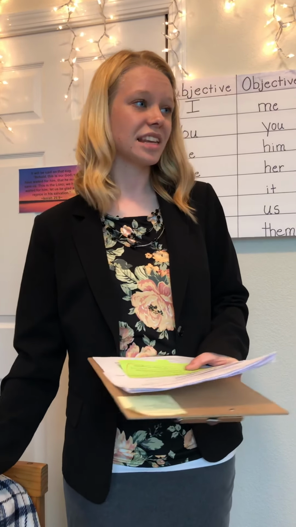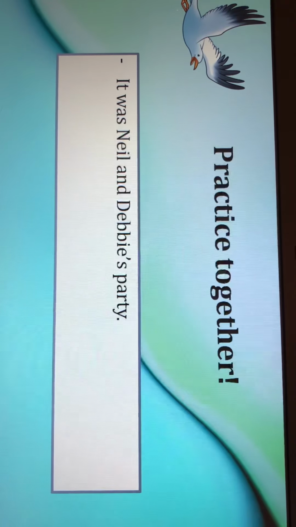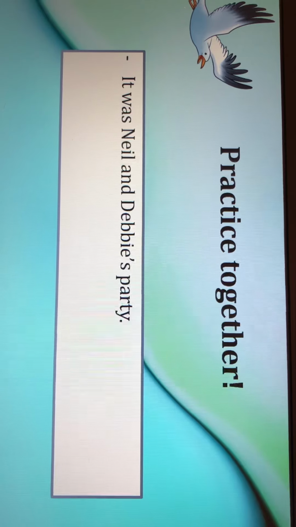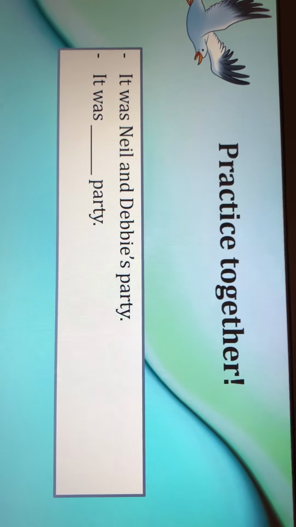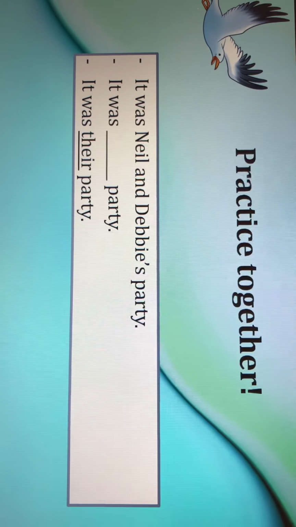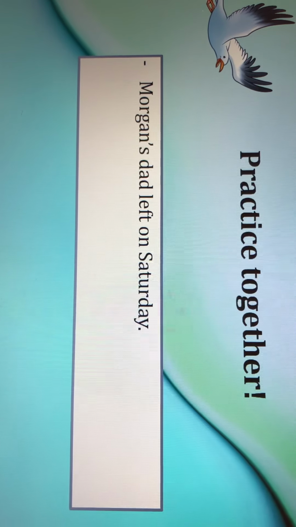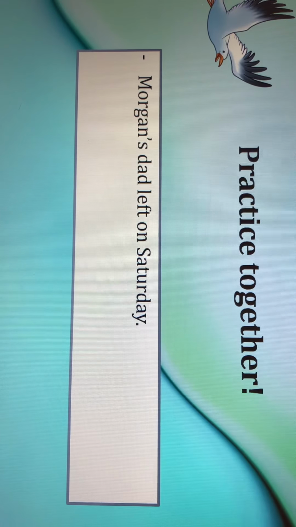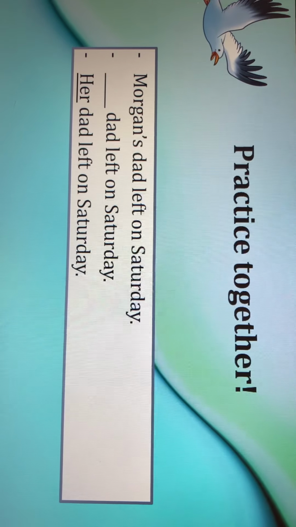So let's look through these sentences that I have up here on the board together. Let's practice together. Our first sentence says, it was Neil and Debbie's party. So Neil and Debbie's is a possessive noun in that sentence, so we would need to replace that. What would we replace it with? Their. Charity? Good, their. It was their party. Let's look at one more sentence before we go to the board. Morgan's dad left on Saturday. So what is our possessive noun in this sentence, Charity? Morgan's. Morgan's, good. So it's a girl's, so we would say her dad left on Saturday.